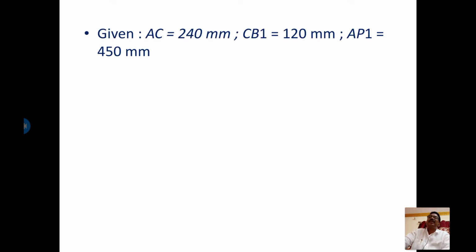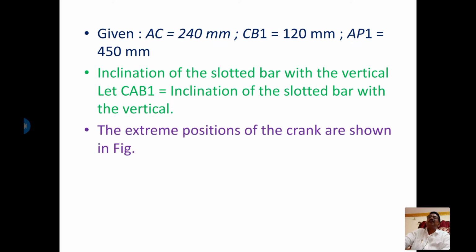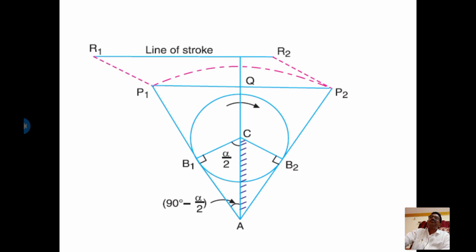Now, the given data I am writing. So length of AC is equal to 240 mm. CB1, or CB, is the crank length, 120 mm. AP1, or slotted lever length, is 450 mm. Now, the inclination of the slotted bar with the vertical we have to find out. So let angle CAB1 be the inclination of the slotted bar with the vertical. The extreme positions of the crank are shown in the figure. Okay, this is the extreme shown in the figure.